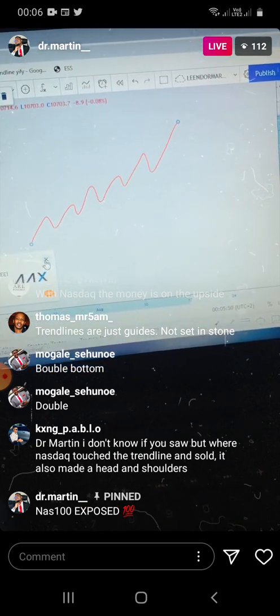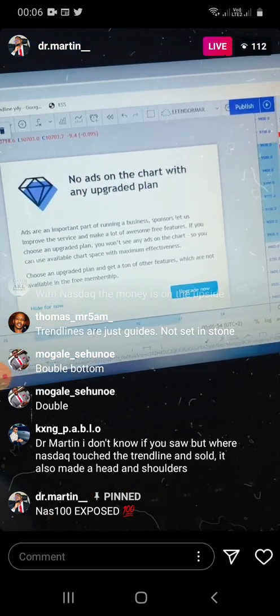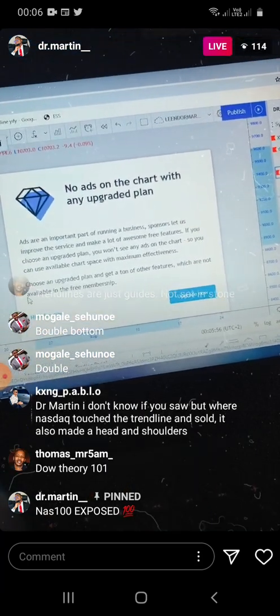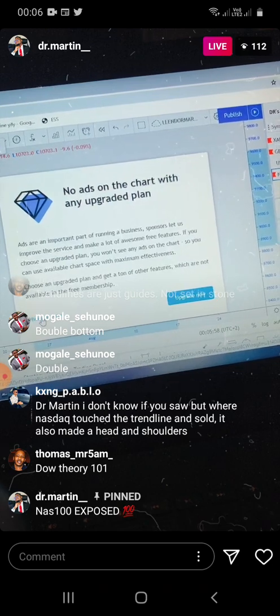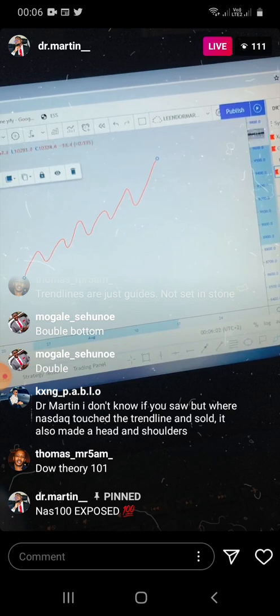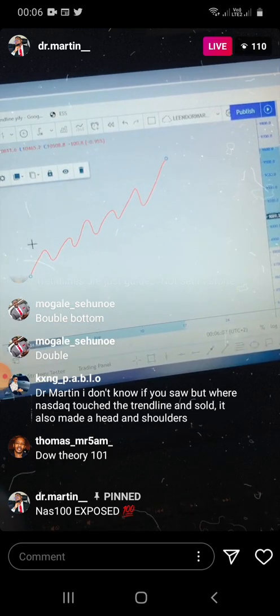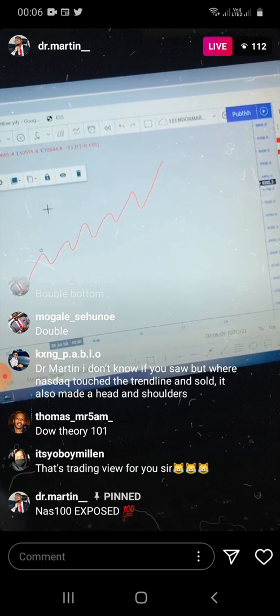What is this now? Hey. What the hell is this? Is this even my TradingView? Because I don't have... Wait, hold up. I think my TradingView is logged off here. Oh, it's logged in. Then why am I getting ads? Because I'm on the premium version.